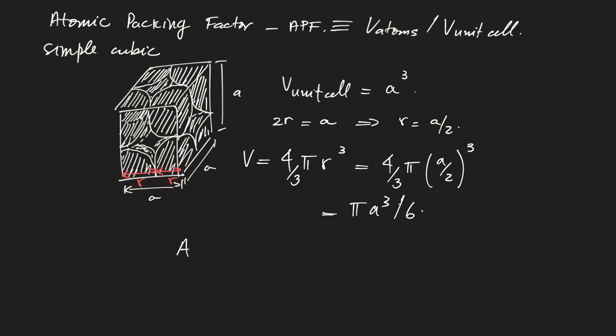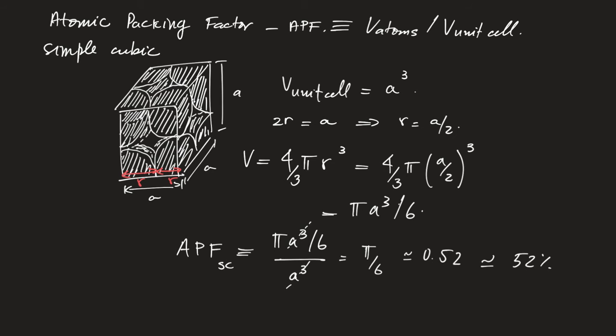And then the atomic packing factor for the simple cubic will be pi a cubed over 6, over a to the power of 3. This cancels out this one. Then we have pi over 6, which is approximately 0.52, which is approximately 50%. So this result tells us that 52% of the unit cell is filled with atoms. The other 48% is empty space.